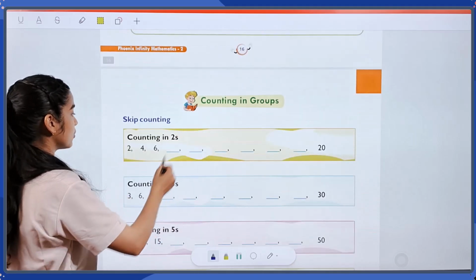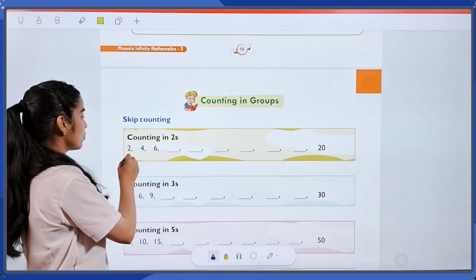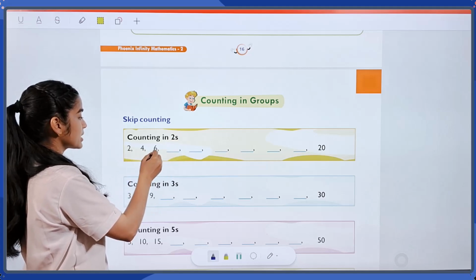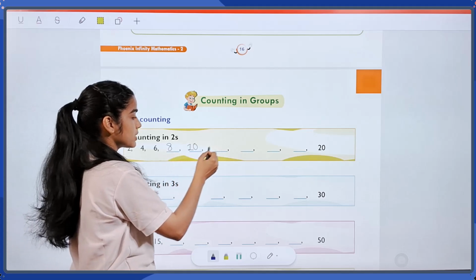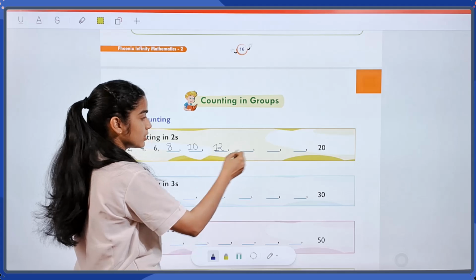Now counting in groups. So counting in twos. 2, 2 plus 2 is 4, 4 plus 2 is 6, 6 plus 2 is 8, 8 plus 2 is 10, 10 plus 2 is 12. So you have to continue counting.